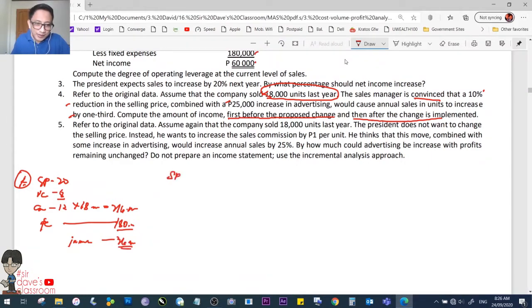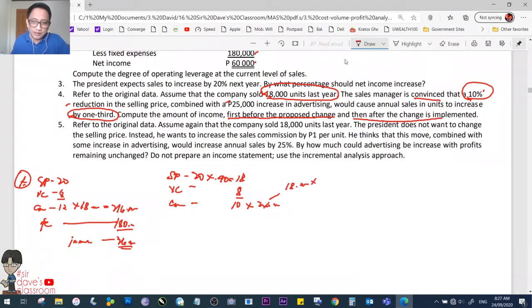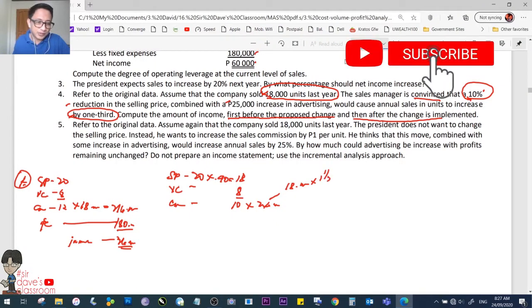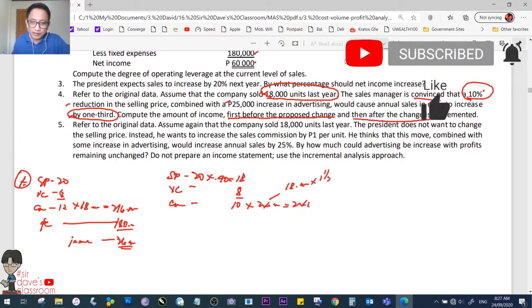Next, selling price of 20 times 0.90, because we will reduce the selling price by 10% and see what will be the effect. This becomes 18 pesos less variable cost, which is still the same. A reduction in the selling price without any movement in the variable cost ultimately translates to a reduction in the contribution margin. So this becomes 10 times, and the problem says that if you do that, our unit sales will increase by 1/3. So the former 18,000 becomes 24,000. That is 18,000 times 1 and 1/3. So it becomes 24,000. This one therefore is 240,000.